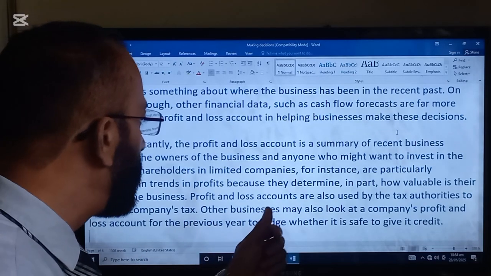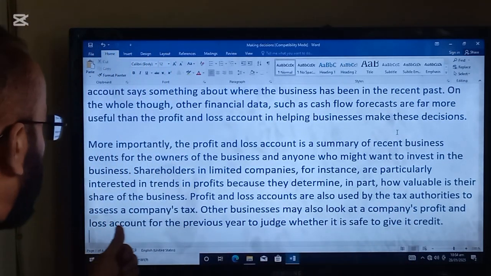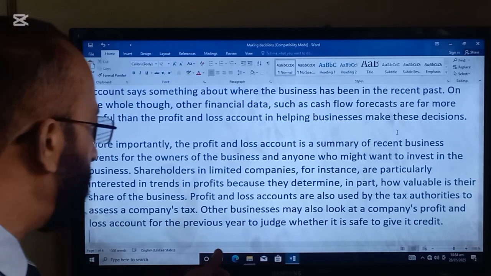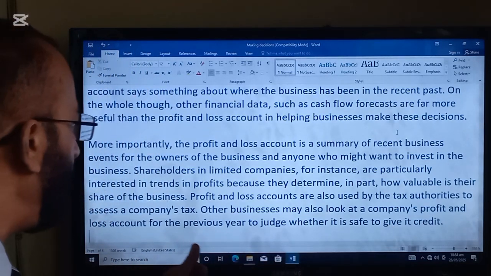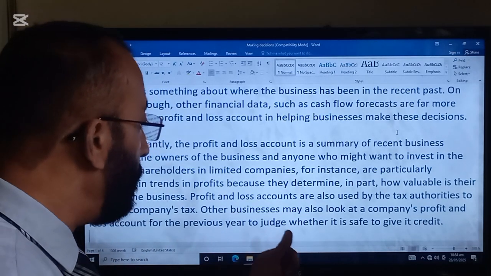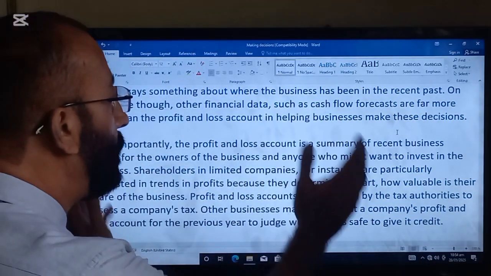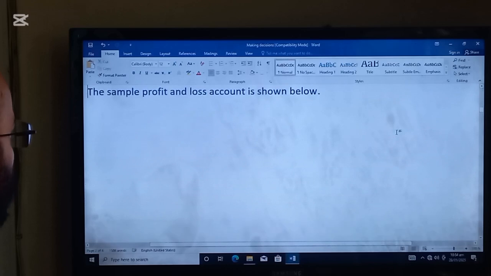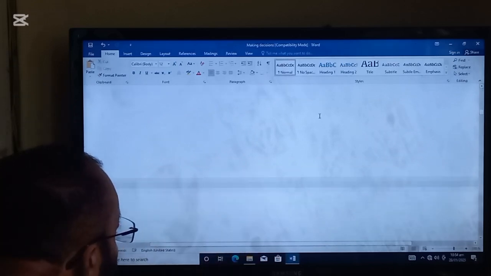Profit and loss accounts are also used by the tax authorities to assess a company's tax. Other businesses may also look at the company's profit and loss account for the previous year to judge whether it is safe to give it credit. So these are some of the uses of the profit and loss account. A sample profit and loss account is shown below.